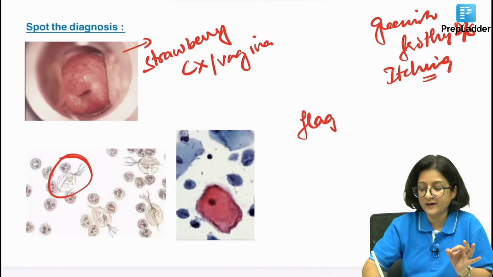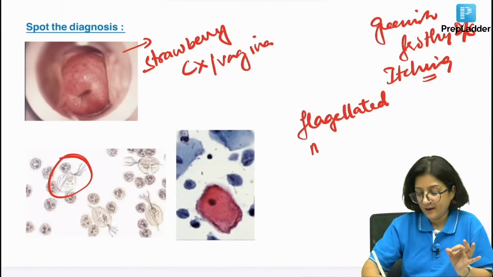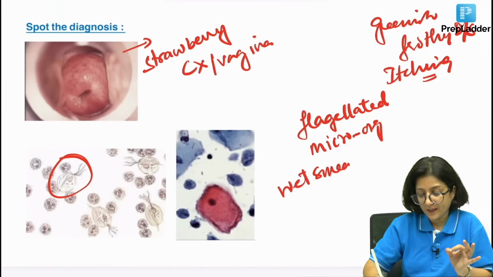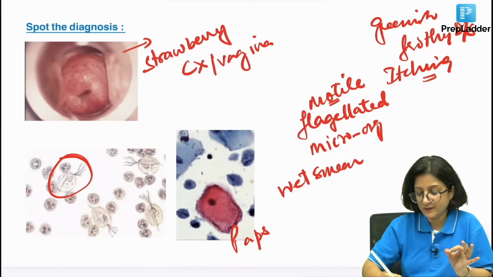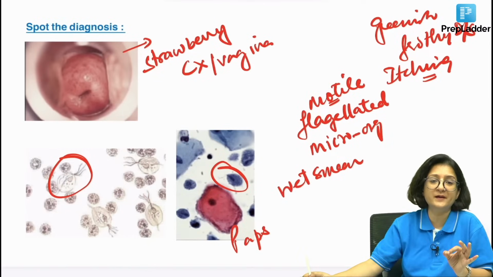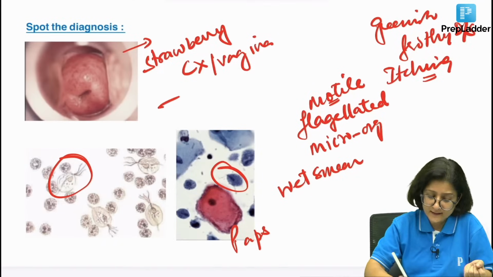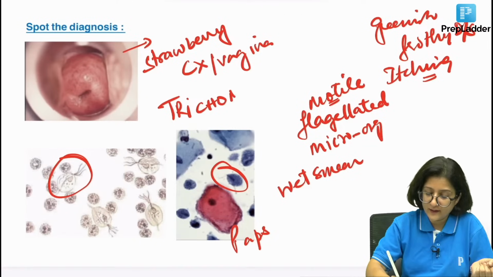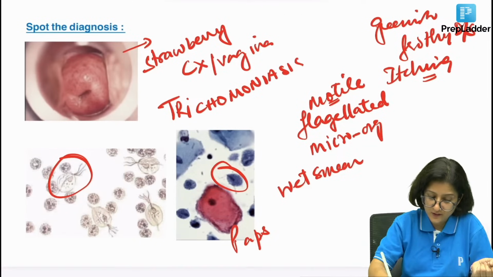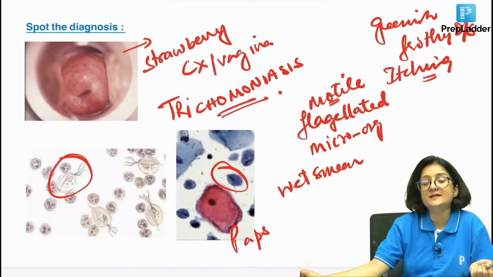Flagellated microorganism, which is seen on the wet smear, right? This is also motile. These flagellated microorganisms can be picked up on pap smear also. This is trichomoniasis. Very good. Spot diagnosis, trichomoniasis.